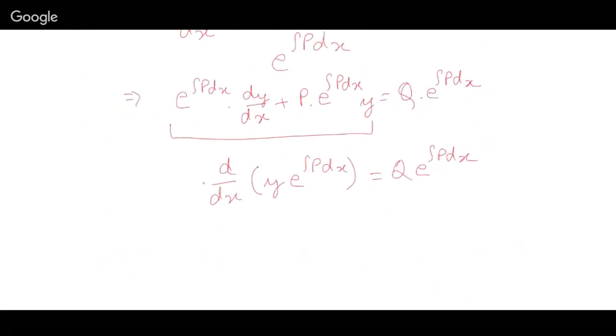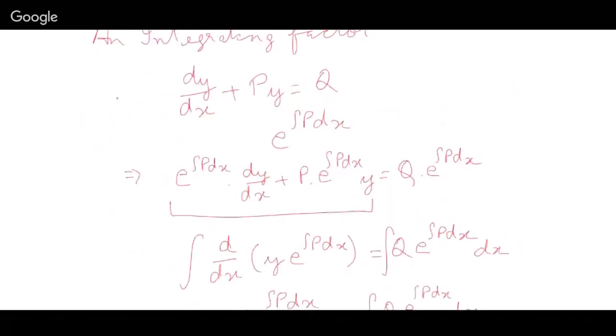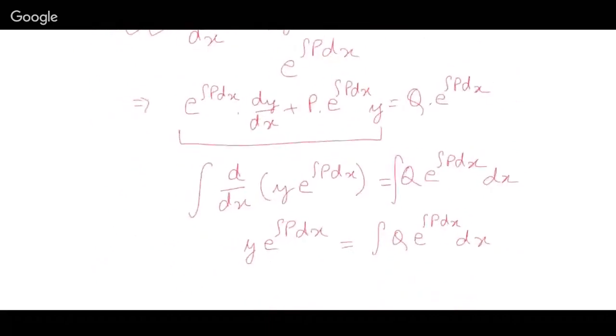So now integrating both the sides, what we get is y e to the power of integral p dx is equal to integration of q e to the power of integral p dx. So there is a dx over here also. So now what we get over here is the solution of the linear differential equation of the form dy by dx plus py is equal to q. Since this is a general solution, we will add a constant of integration at the end of the derived answer that we have got.